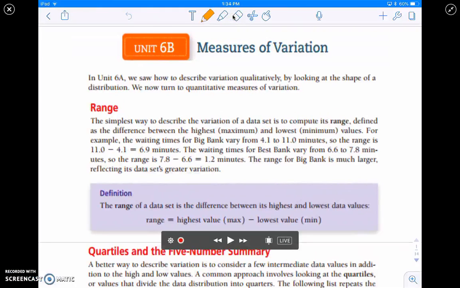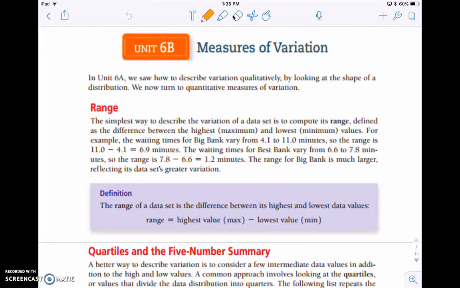Okay, this is Unit 6B, looking at measures of variation. So in Unit 6A, we saw how to describe variation kind of qualitatively. We discussed it in a very broad sense. Didn't really get any numbers in there. We were just looking at the shape of the distribution and making some estimates or assumptions. Now we're going to turn to more quantitative measures for the variation.